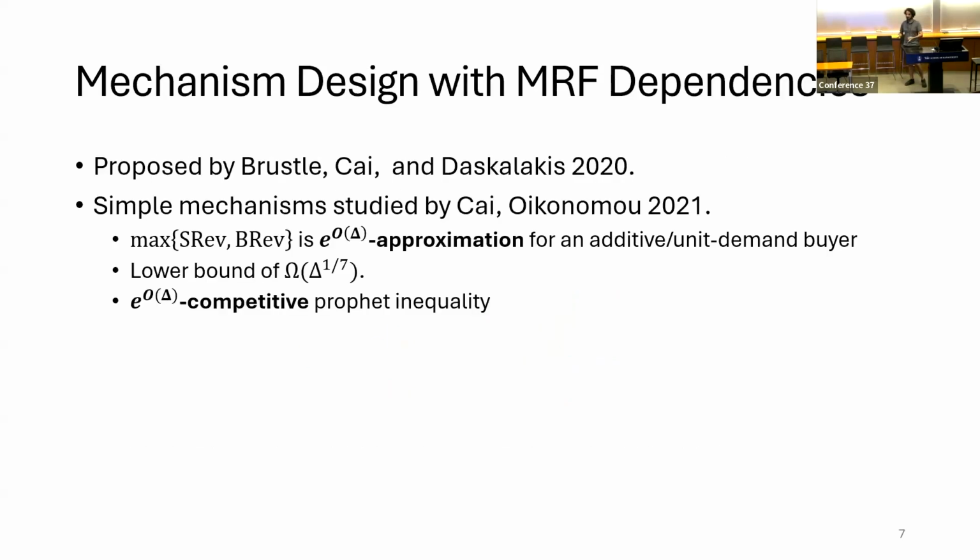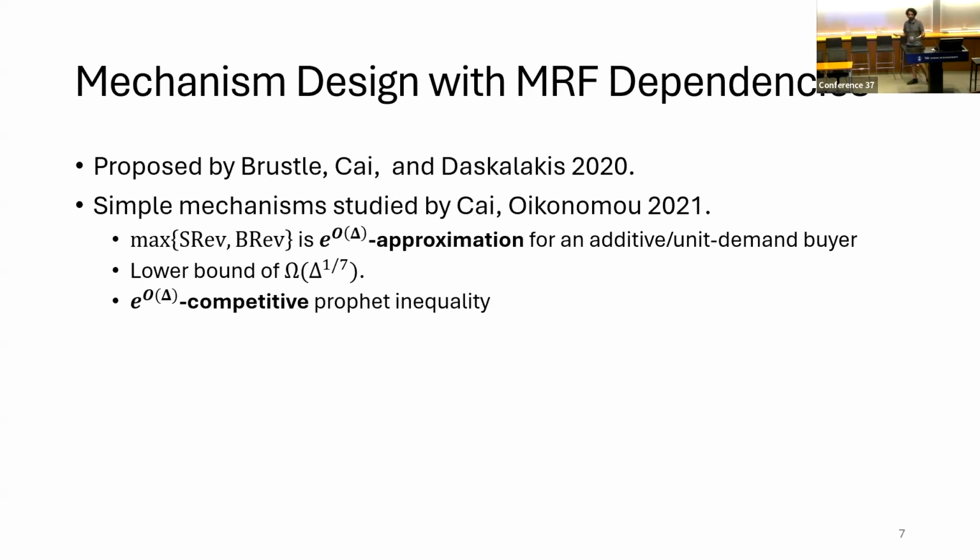Okay, and so we're going to look at this problem of mechanism design with MRF dependencies, but we are not the first ones to look at this problem. In fact, it was first proposed by Vasilis and Daskalakis in the context of learning the optimal menu. And then later in this work by Sahil and Okonobu, the performance of simple mechanisms like SREV and VREV was studied and compared as approximations of the optimal revenue. And what they found in this work is that max of SREV and VREV is an e to the order delta approximation for an additive or unit demand buyer. And along the way, they also derive this e to the order delta competitive profit inequality.